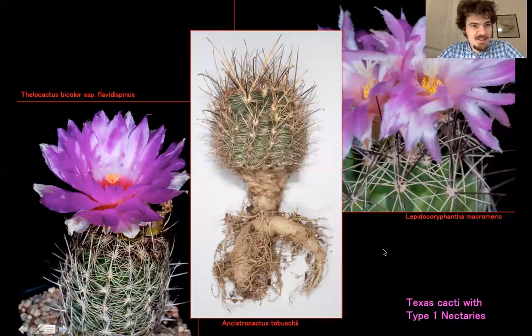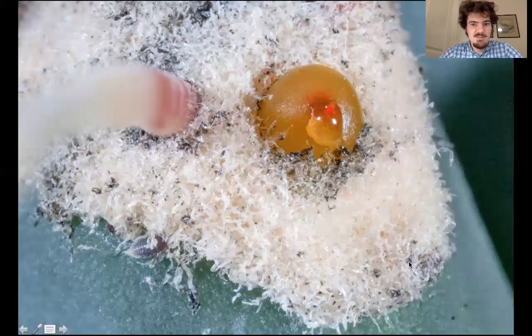First off, here are some pictures of some cacti native to Texas that have type 1 nectaries. Things like the Glory of Texas, Thelocactus bicolor, cacti like that. Now we'll look at some of the nectaries in more detail.